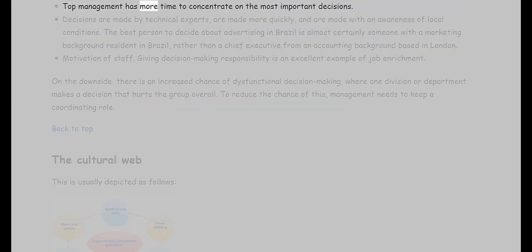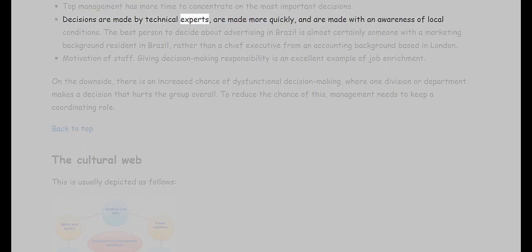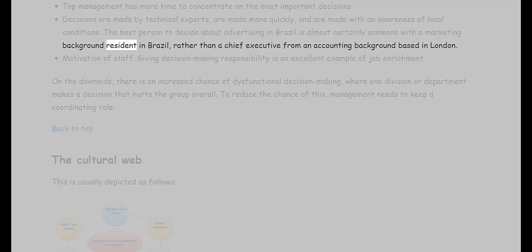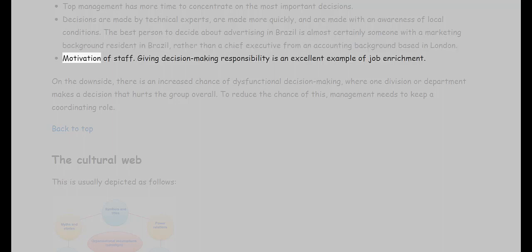Top management has more time to concentrate on the most important decisions. Decisions are made by technical experts, are made more quickly, and are made with an awareness of local conditions. The best person to decide about advertising in Brazil is almost certainly someone with a marketing background resident in Brazil, rather than a chief executive from an accounting background based in London. Motivation of staff. Giving decision-making responsibility is an excellent example of job enrichment.